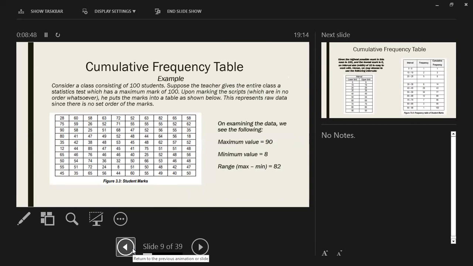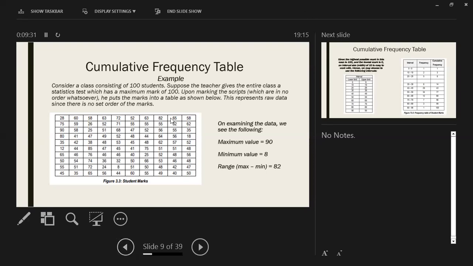Now what you need to do is, in this example in your study guide, you were given a class. Consider a class consisting of 100 students, right? Suppose the teacher gives the entire class a statistics test, which has a maximum mark of 100, right? Upon marking the scripts, which are in no order whatsoever, he puts the marks into a table as shown. So now he's just recording the marks without putting them in an order. He's just taking note of those marks. So you can see those individual data points, they are 100, representing all the 100 students.